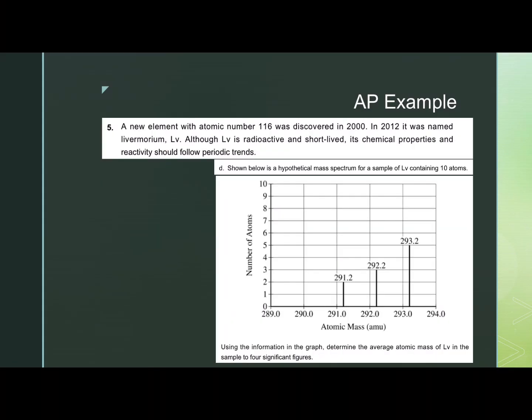Here's your second example. Go ahead and pause the video. This one is an open-ended question, so you can use your calculator. When you're ready, push play to see if you got it correct.